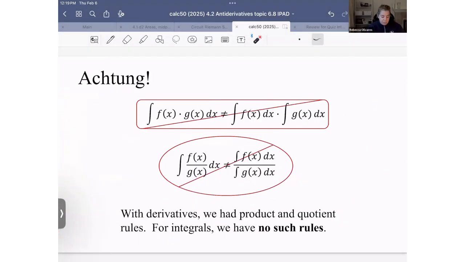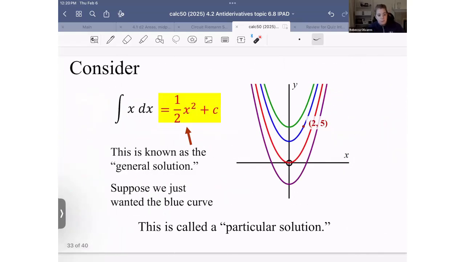Okay. And then I've already mentioned Achtung, this is German for caution. I've already mentioned that there's no such thing as a product rule for integrals, and there's no such thing as a quotient rule. It's one of the reasons why integrals are harder. All right, and then we'll do the last 2 examples.